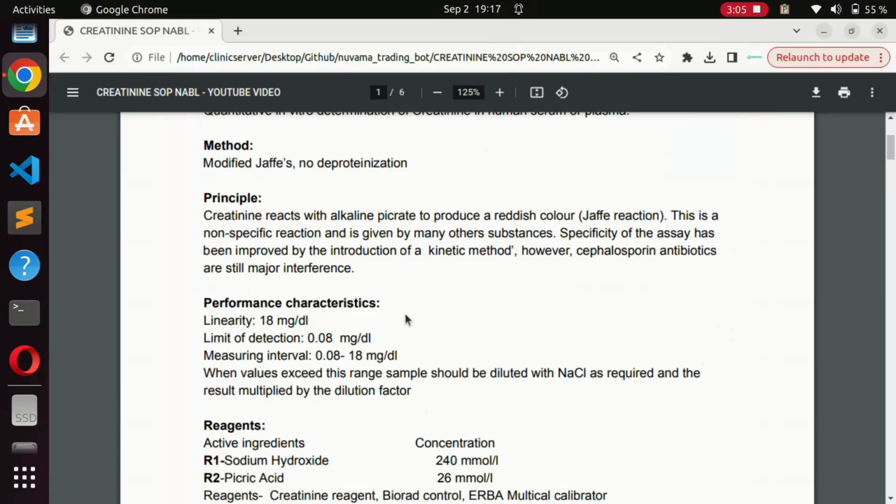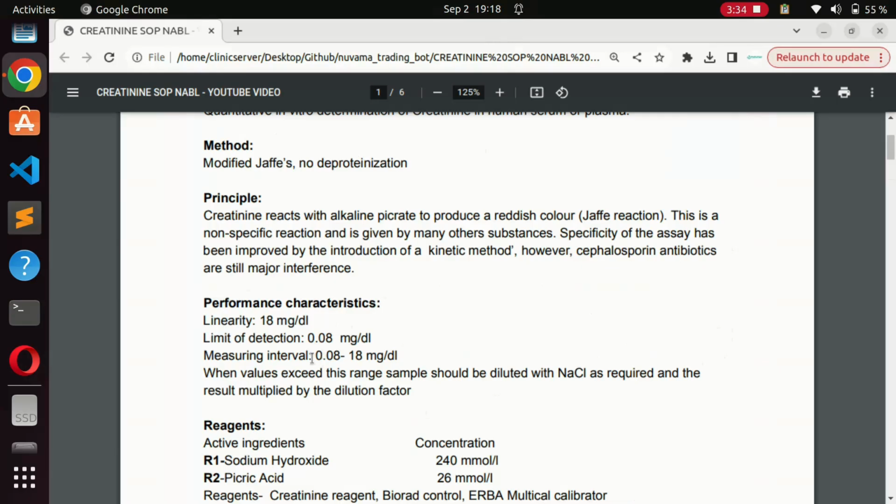So this is usually about linearity. Linearity is basically up to what concentration of the analyte can this particular method measure, in this case, measure accurately. So for example, up to a level of 18 milligrams per deciliter of creatinine, this assay is linear. Beyond that level, the assay will no longer be linear, which means that it may either overestimate or underestimate the analyte. Next, we have the limit of detection.